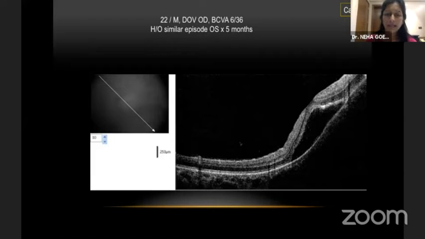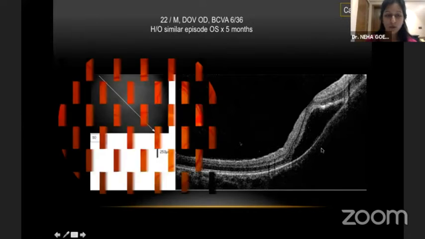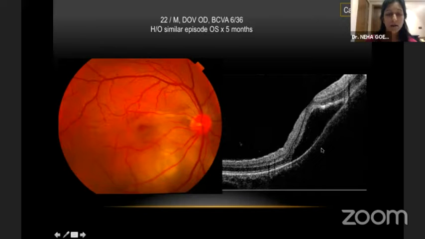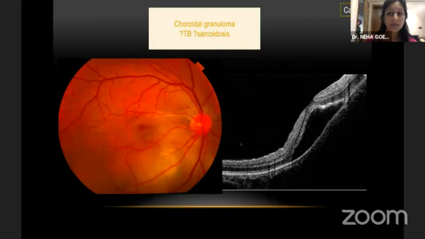Now, this is the third case, a young male with decreased vision in the right eye to 6/36. And again, you see a neurosensory detachment. You may be tempted to make the diagnosis of CSC. But what about this elevation? Look at the fundus picture. And this was actually a granuloma. This can be related to tuberculosis or to sarcoidosis.